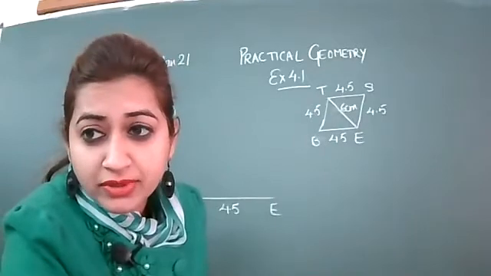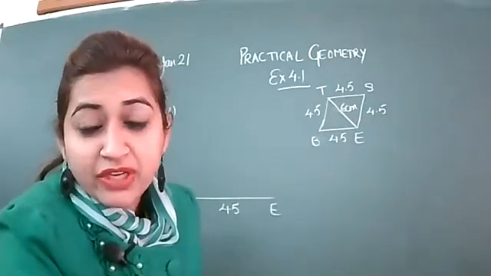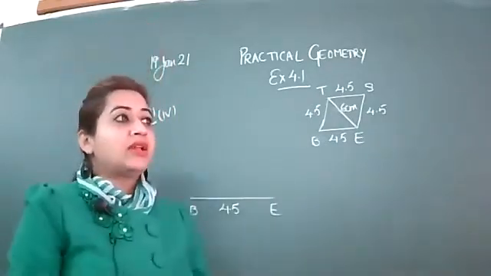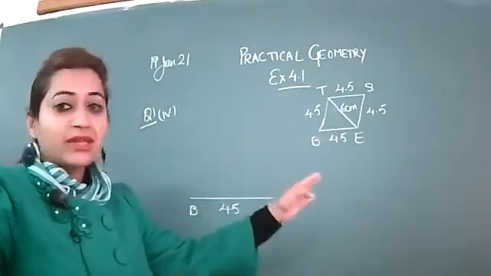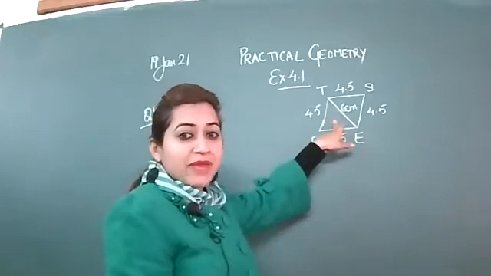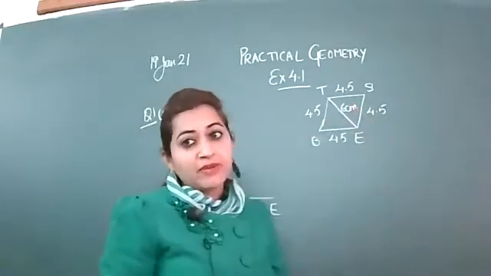Yesterday I have also discussed about this. Whenever you are going to draw a quadrilateral, you have to form a triangle first. So two triangles are there. Firstly you will form this base triangle, then another triangle will be formed.